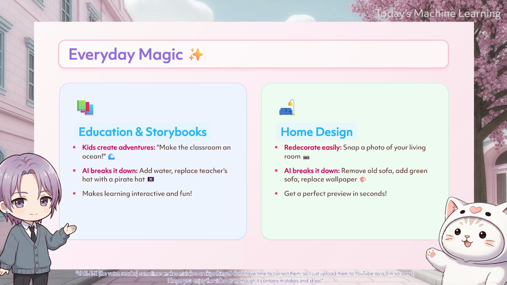Second, this technology would be incredibly helpful for home design and family chores. Let us say your family wants to redecorate the living room. Instead of moving heavy furniture around, you could just take a picture of your room and tell the AI to remove the old sofa, add a new green one by the window, and change the wallpaper to a bright yellow. The AI would break this down into simple tasks, removing the old target, adding the new target, and replacing the background style. You would get a perfect preview of your new room in seconds.